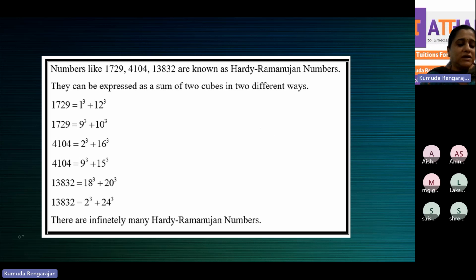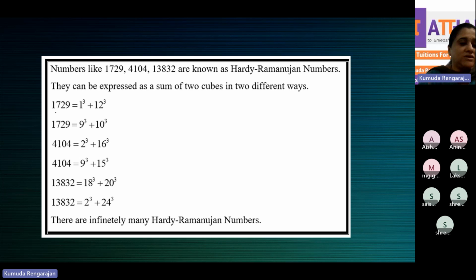There are infinitely many Hardy-Ramanujan numbers. You can see 3 of them here: 1729, 4104, 13832. Remember only these 3. You will just be asked to give an example, or some numbers will be given and you will be asked to identify the Hardy-Ramanujan number. In MCQs they'll give you 4 numbers, and one of the numbers may be 1729 or 4104 or 13832.